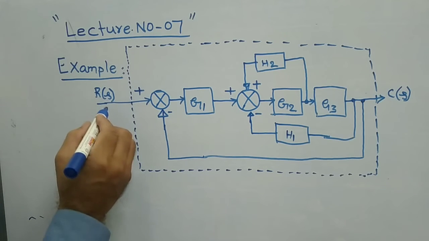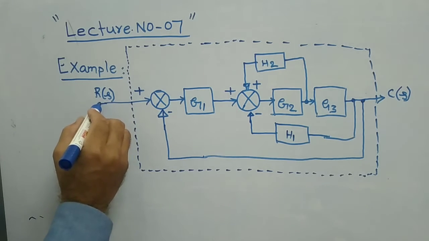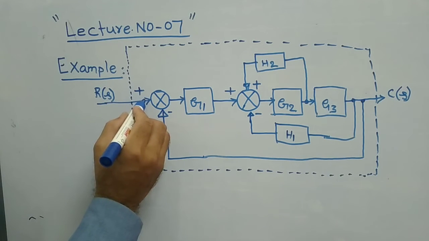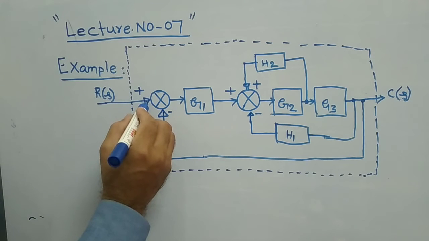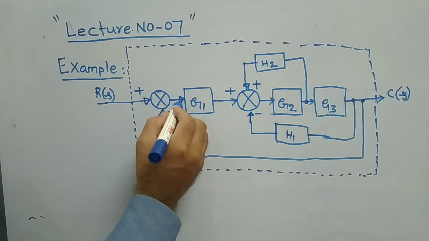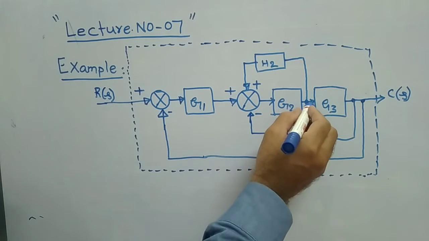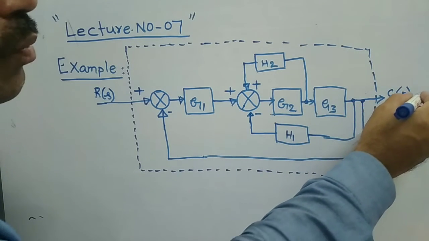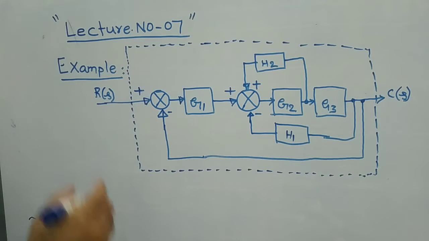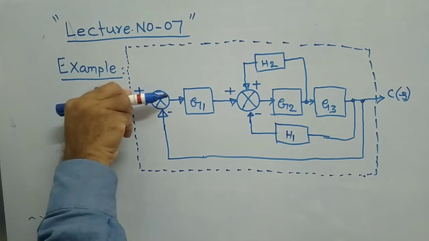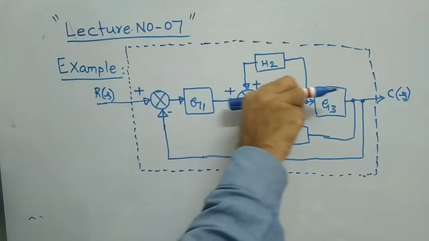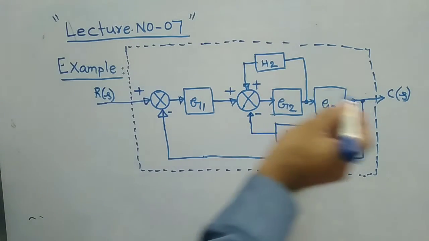Now you see that this is your input R of S. See clearly, the arrow mark is going in the forward direction. This is forward direction, and again this is the forward direction. This is forward direction, going to the output as a forward direction. This is called one straight path from your R of S to C of S.